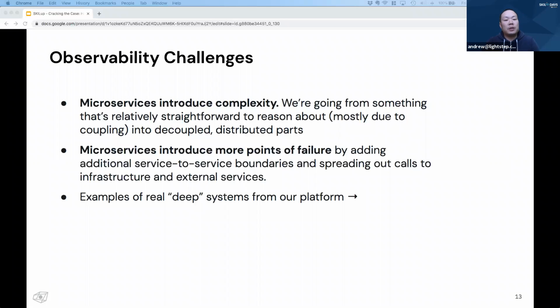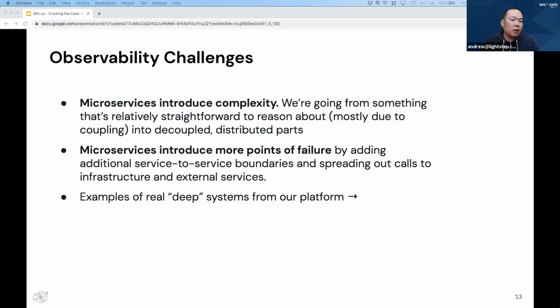In a microservice migration, you're introducing more complexity into your system. You are going from a single monolith where it's relatively easy to reason about its behavior patterns to more and more services that interact with each other but are distributed and decoupled. This also introduces more points of failure in the system because you are making more and more inter-service network calls, as well as spreading these services out to external services.